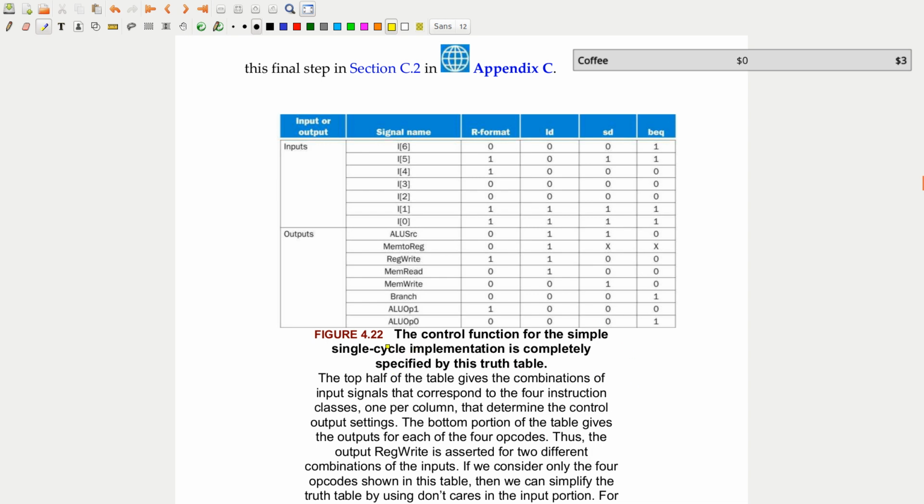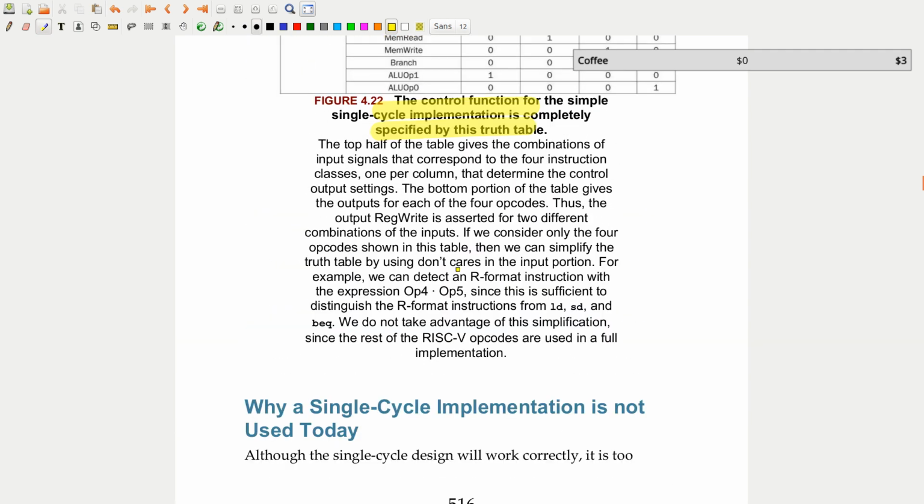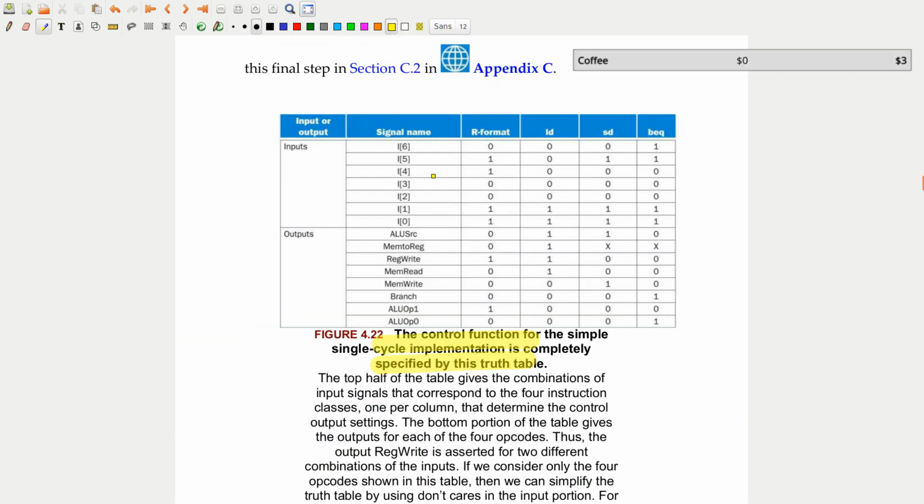Okay, so here they specify it in this truth table. And do they give the logic anywhere? Nope. They just say, here you go, here's the truth table to be completely specified, and now you can reduce this and put it in terms of AND gates, OR gates, NAND gates, NOR gates, any gates you want.